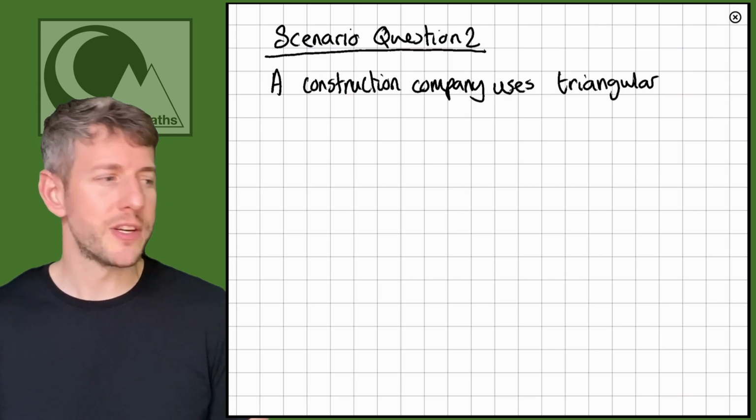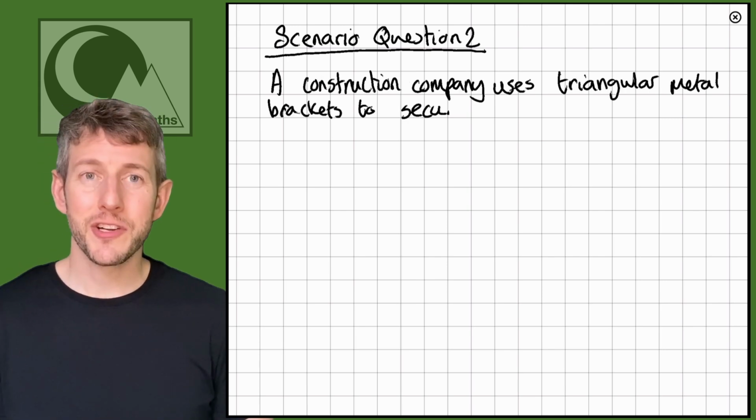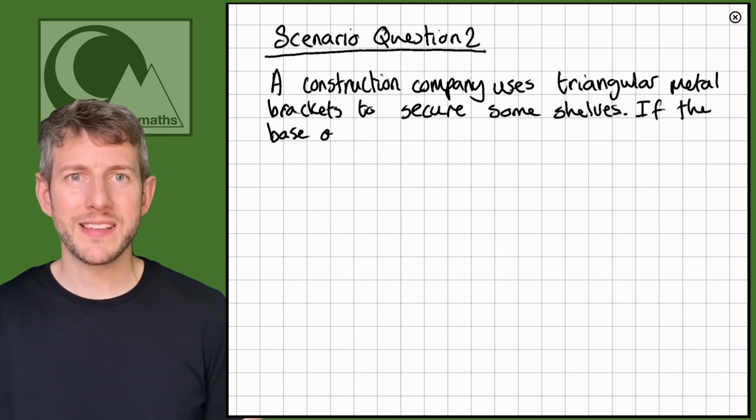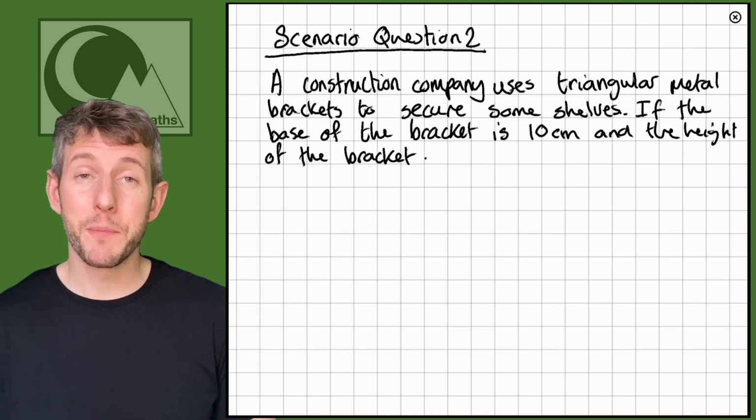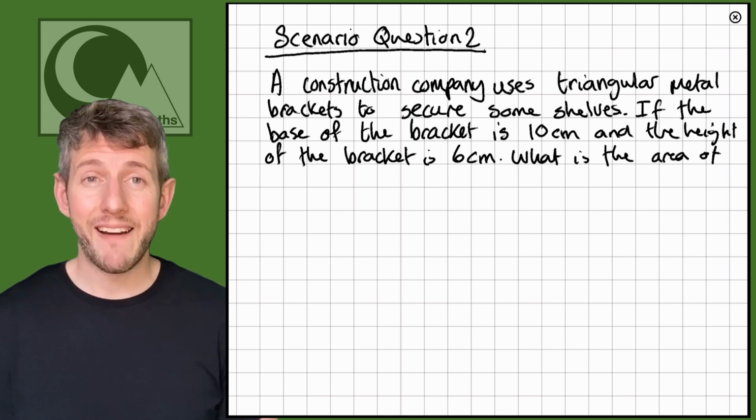Right, let's try one more question, just because it is important to get this skill out of picking out the information. So this next question says, a construction company uses triangular metal brackets to secure some shelves. If the base of the bracket is 10 centimeters and the height of the bracket is 6 centimeters, what is the area of the triangle bracket?